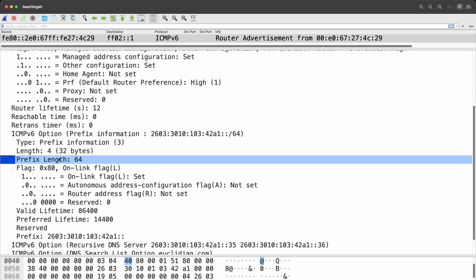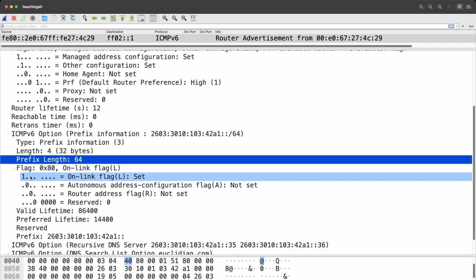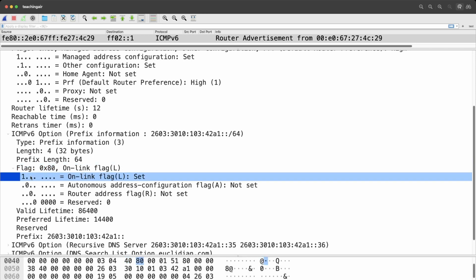First, we have the prefix length, 64 bits. And that's very normal for a prefix length in IPv6. And then we have flags. On-link means this prefix is link local. So I can talk to hosts in this prefix directly. I don't have to go to a router.